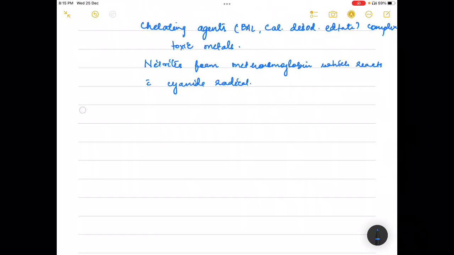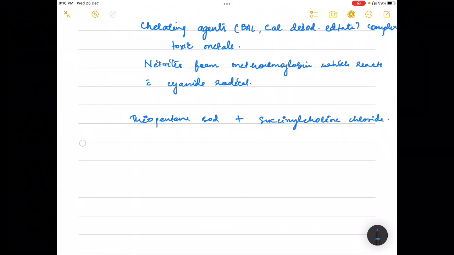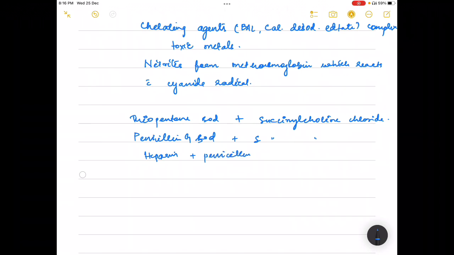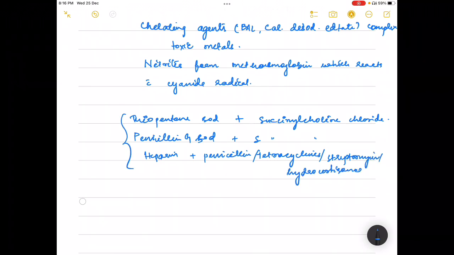Now, drugs may also react when they are mixed in the same syringe or infusion bottle. Some of those pairs are thiopentone sodium with succinylcholine chloride, penicillin G sodium with succinylcholine chloride, and heparin with penicillin or tetracyclines or streptomycin or hydrocortisone. Okay, all these should not be mixed in the same syringe or infusion bottle.